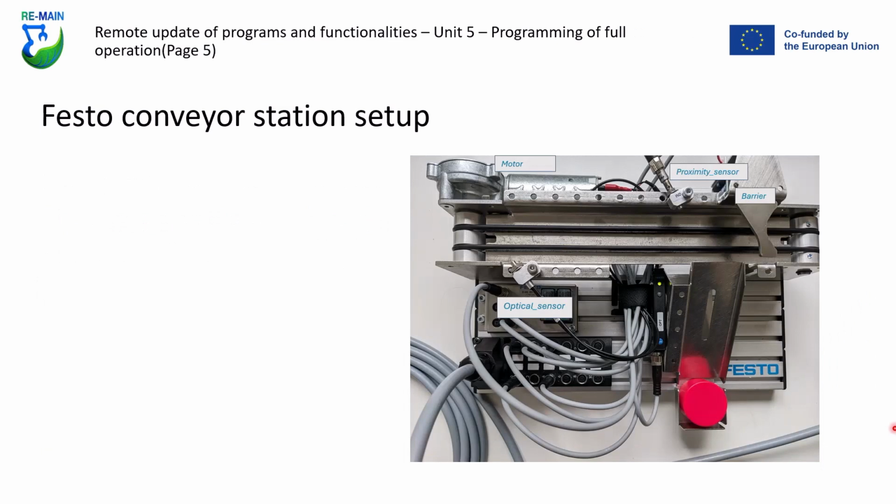Before we go ahead to the programming, let us quickly review what the faster conveyor station consists of. On the sensor side, we have the optical sensor on the left-hand side. This sensor detects any object, plastic or metallic, passing by. On the right is the proximity sensor, which only detects metallic objects.